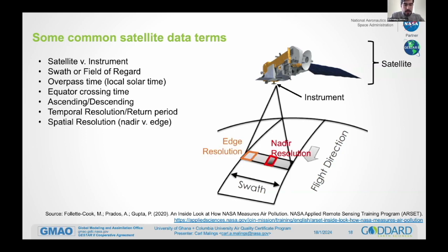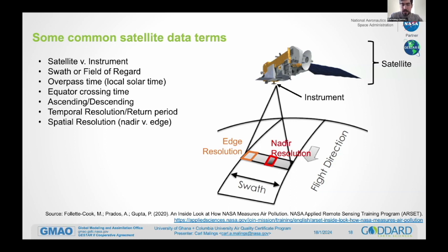The next thing I want to talk about is spatial resolution. So when this instrument's looking down at the Earth's surface, it can resolve certain things depending on its capability at certain spatial scales, and we call that the spatial resolution. And typically when we quote a resolution for an instrument, we're talking about the nadir resolution, meaning the resolution directly below where the instrument's looking.